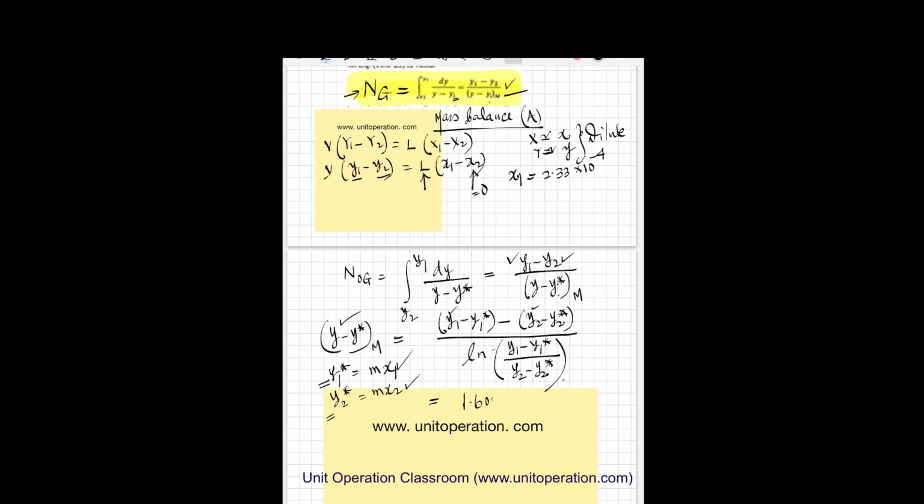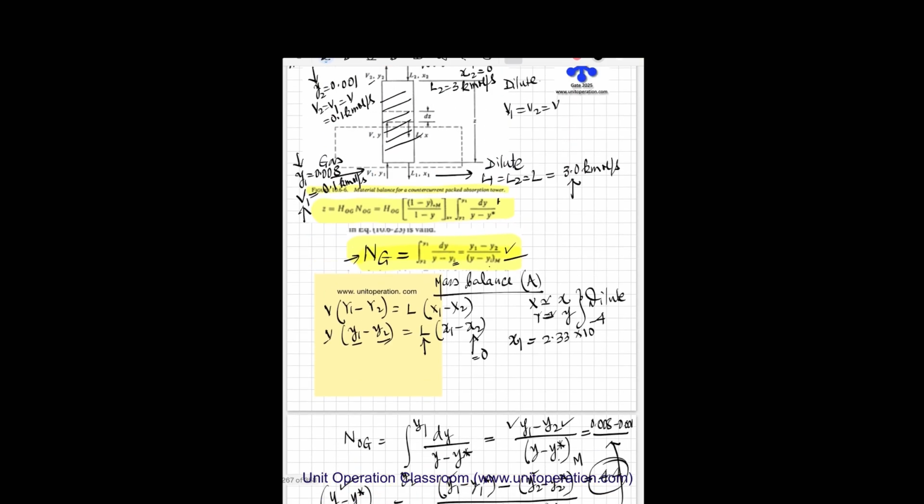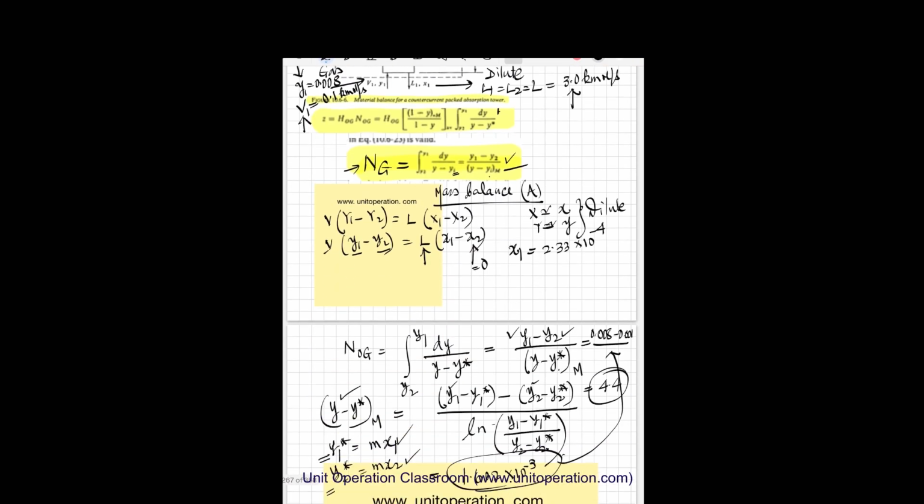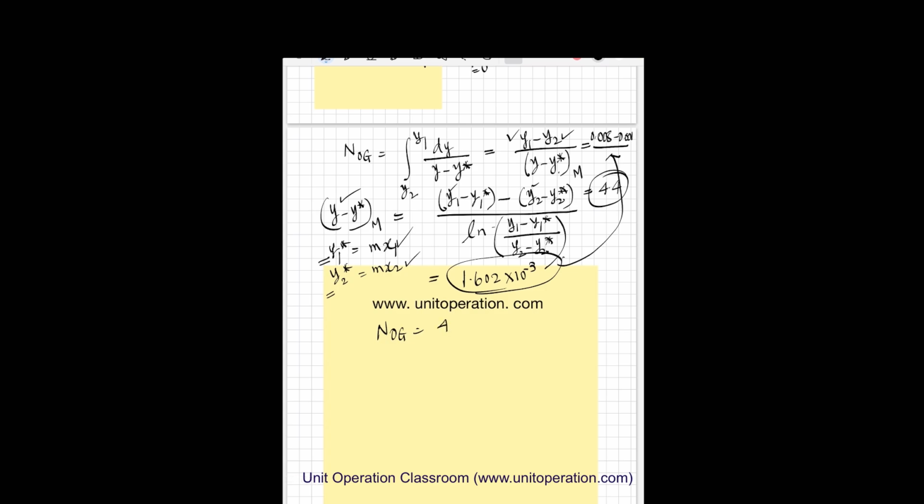Therefore, we can now calculate. We know the values of Y1 and Y2. So this is 0.008 minus 0.001 divided by this value here, and it comes to be 4 point something. The value comes to around 4.4. Therefore, NOG, the number of transfer units based on the gas side overall, where O stands for overall, comes to be equal to 4.4. So that's my answer.